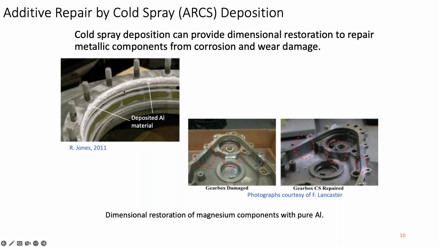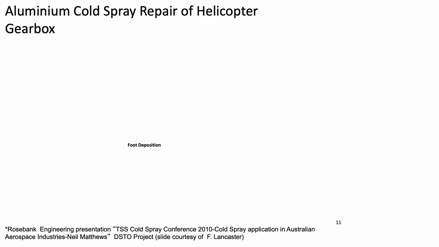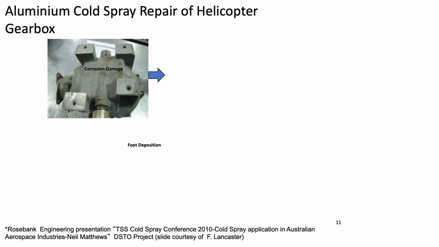So here's an example from Australia where they have a magnesium housing, and it had corrosion damage, and they machined out the damaged material and cold sprayed aluminum back in, and then it can be readily machined back to the original dimensions. Here's another example of a magnesium gearbox, and you can see the areas where they've machined out the corrosion damage, and then they've cold sprayed and machined those areas back to tolerance, and you can keep using those components. So that's extremely attractive.